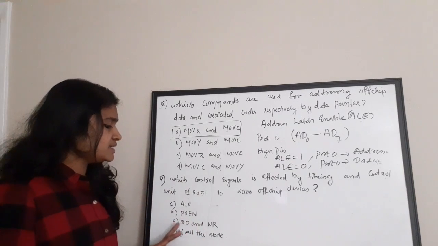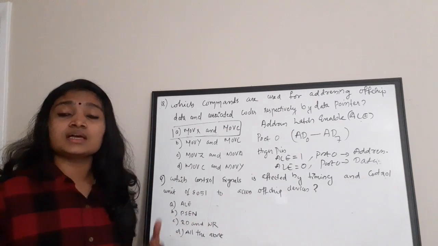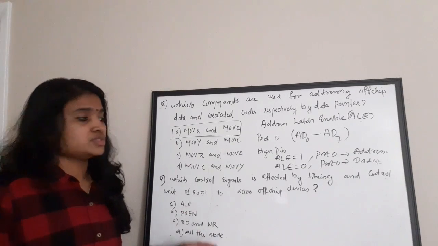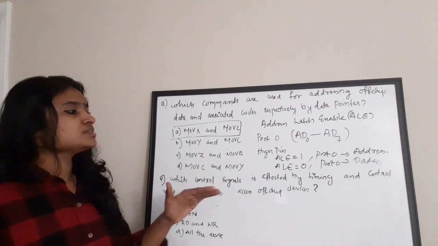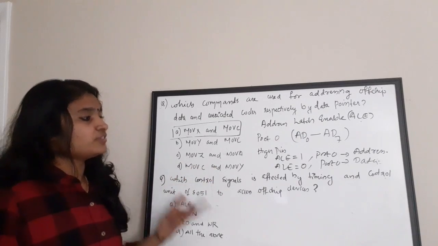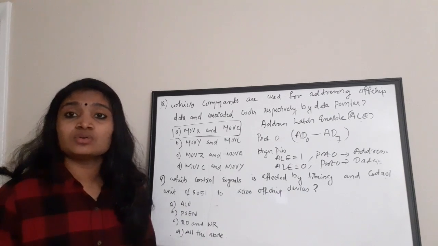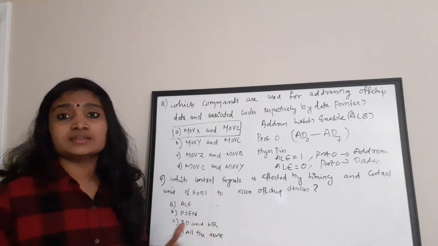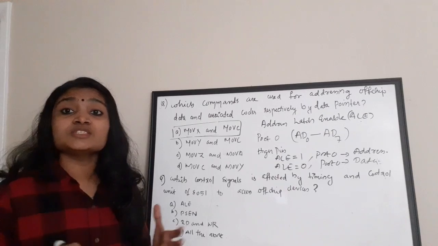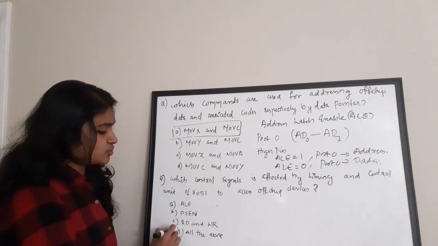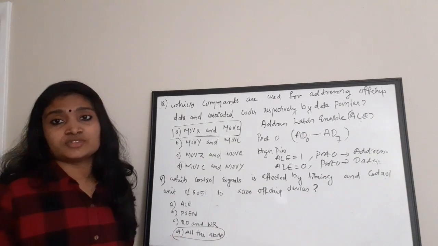Now option C is RD and WR, so it is the read and write bits. Then the last one is all of this. Now in the question they are asking which control signals are being affected when some off-chip devices are being accessed. So all these signals, or all these pins, are being affected. Okay, so the correct answer for this question is option D, which is all of this.